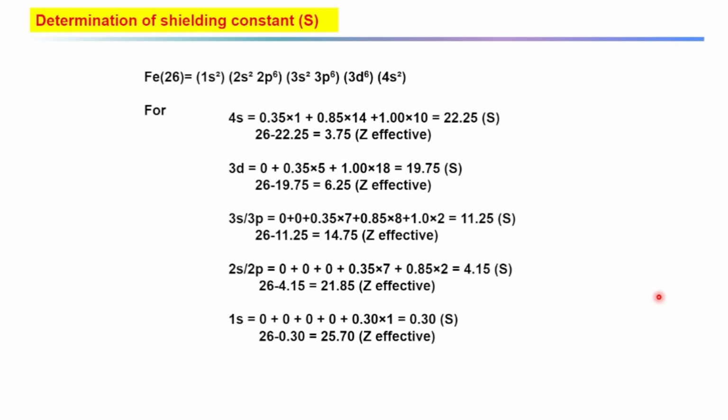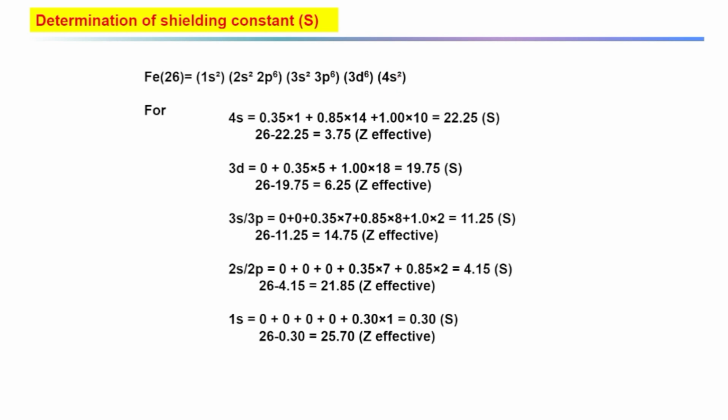Now we will take an example and determine the shielding constant for all the electrons of iron. For iron, this is the electronic configuration: 1s2. This is not the ideal configuration, this is actually how you write it to determine the shielding constant. First you write 1s2, then in one group you add 2s2 2p6, in another group you add 3s2 3p6, then you write 3d6 and 4s2.